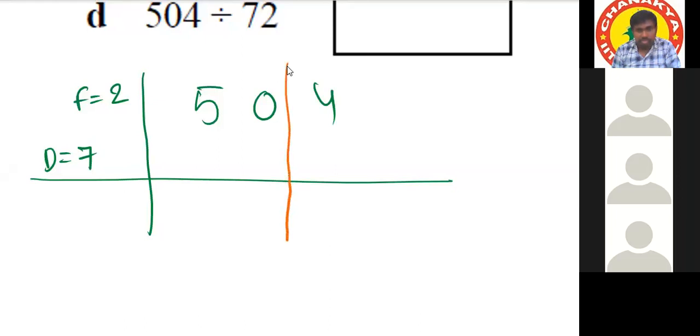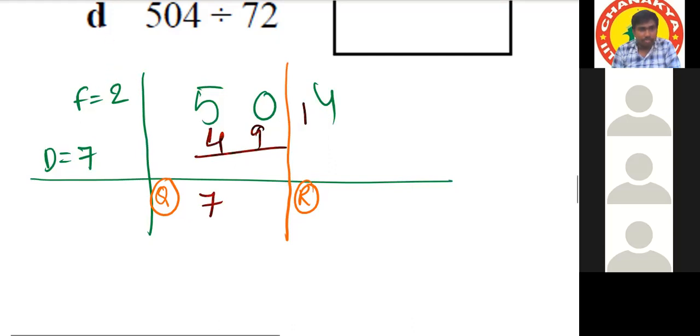And what is the specialty of this vertical line? This orange line. Left side is the quotient and right side is the remainder, sir. Okay. Proceed. So 7 sevens are 49. 7 in 5 it will not go. That's why you're taking 50 directly. 7 sevens are 49. 1 goes to the left of 4, which becomes 14.